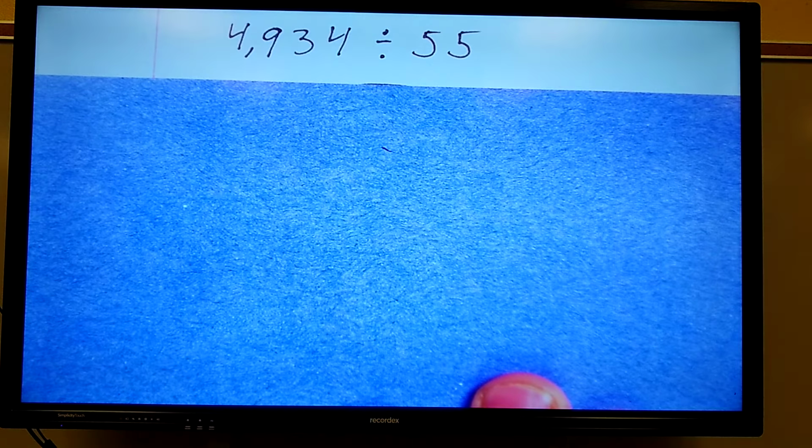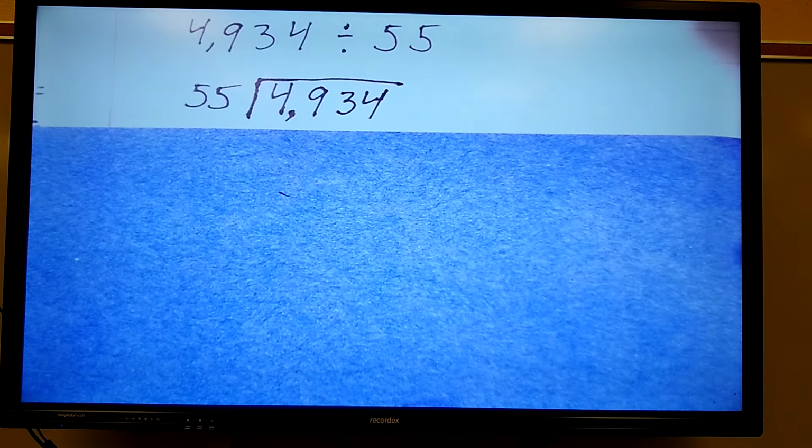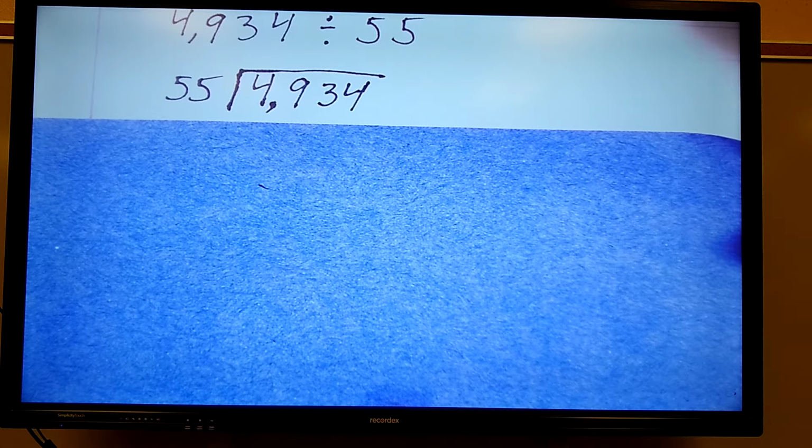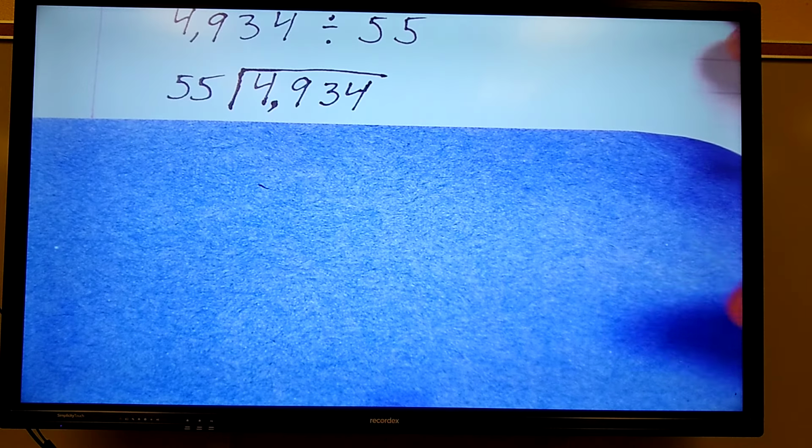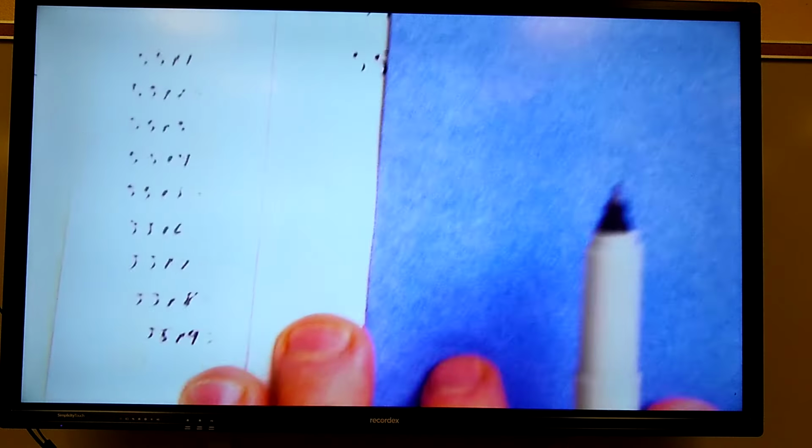4,934 divided by 55. Now, when you put it in the division problem, it's going to look like this. Dividend inside, quotient on the outside. But the first thing I want you to do is find your facts for 55. Do that on your paper right now. Pause the video. All right, let's see how bad, I mean good, you did.